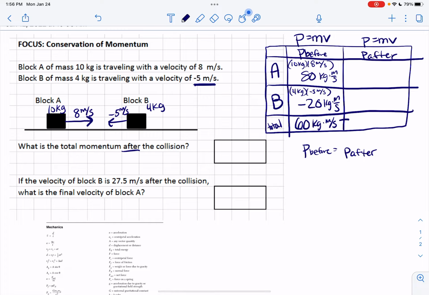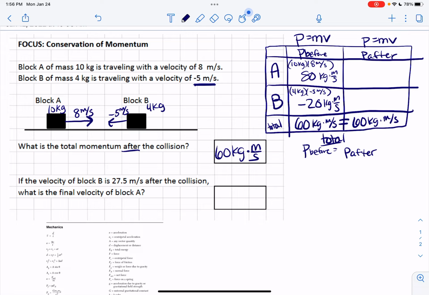So if we know the momentum before, that means we also know the momentum after, and that's what the total momentum of the system is. I think sometimes people forget it's the total momentum of the system, not individual cars, because there is a collision, there's going to be some transfer of momentum, and we use that to solve. But to answer this question, what is the total momentum? It is 60 kilograms times meters per second. So that's the answer to the first part. Okay, good. So we got that.